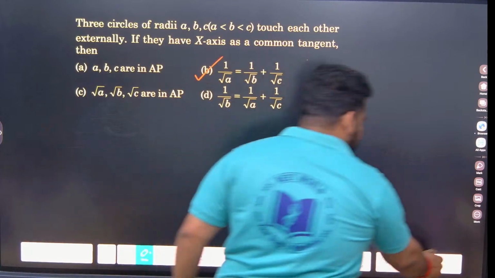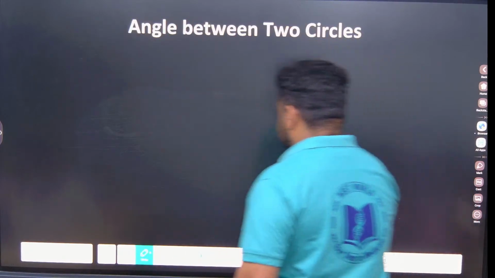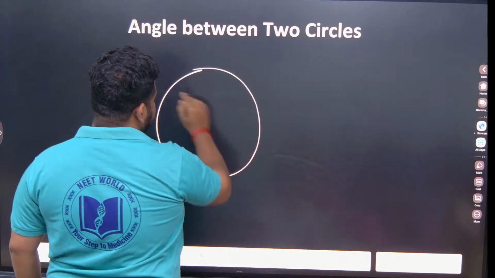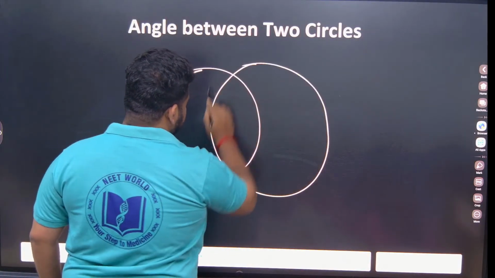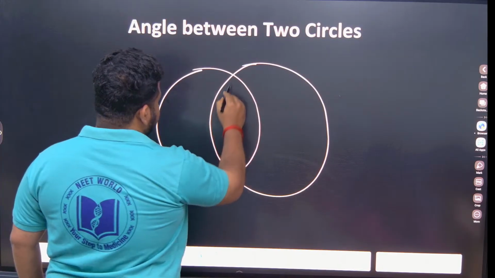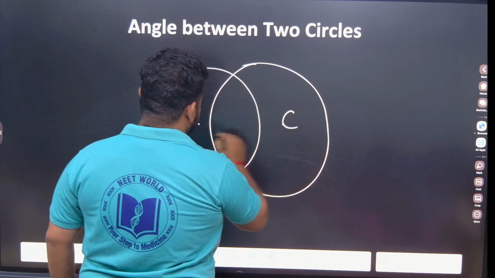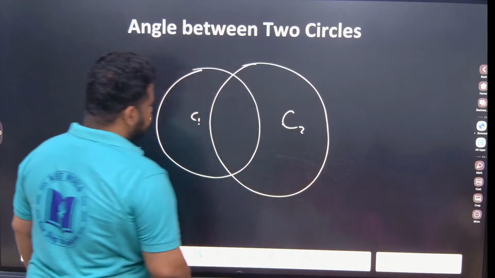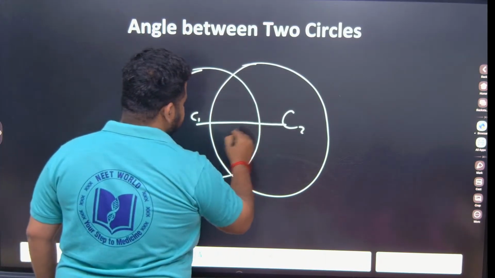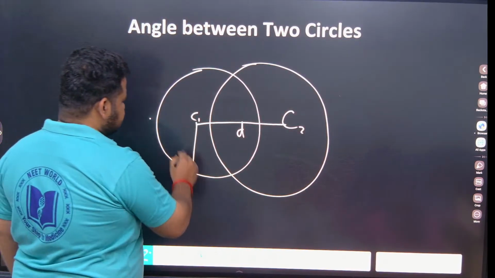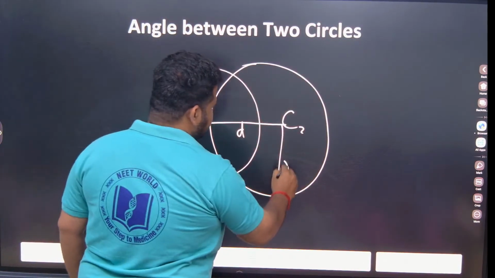Next, angle between 2 circles. Suppose 2 circles are given like this. This is center C1, center C2. Now this is the distance between the centers, D. And the radius of the circle is R1, radius of the other circle is R2.